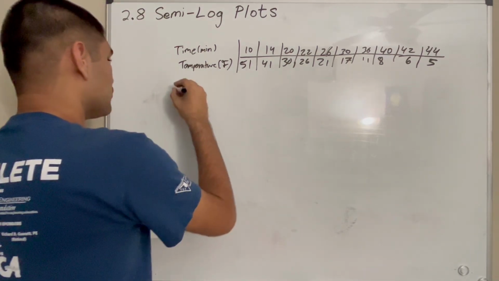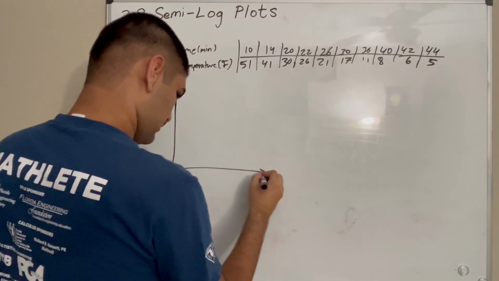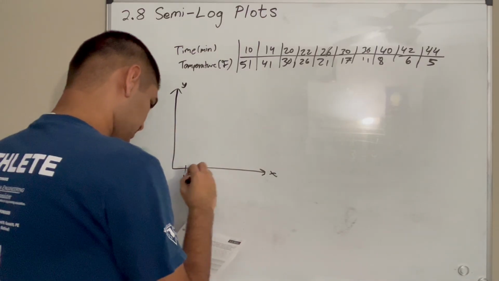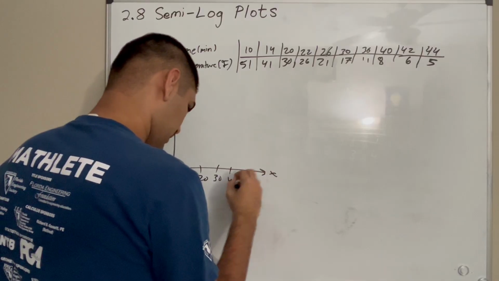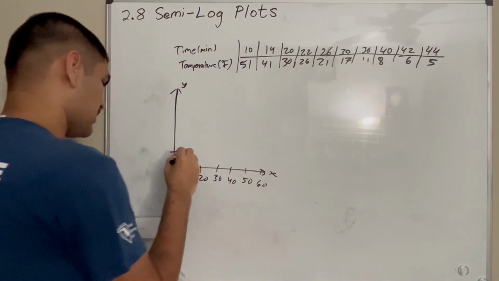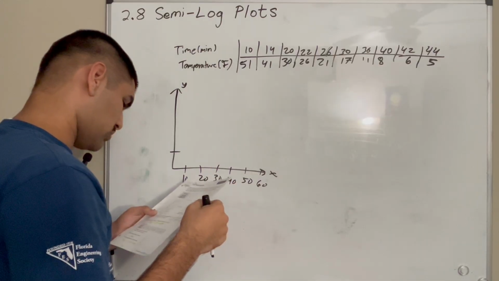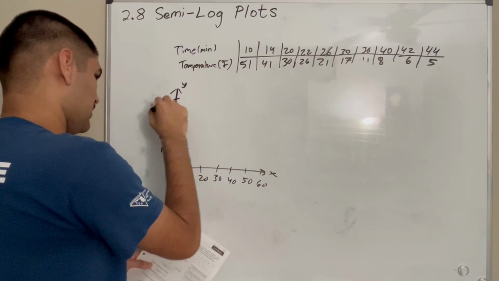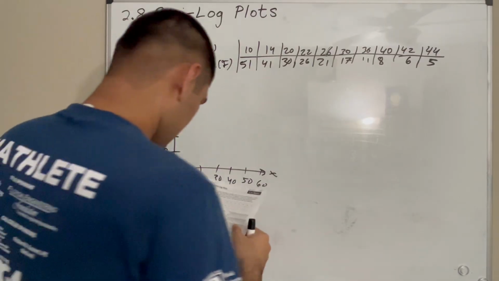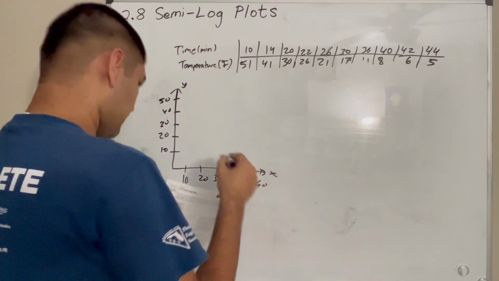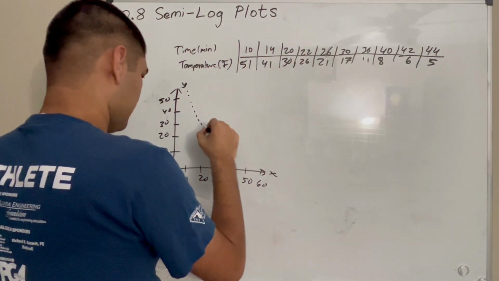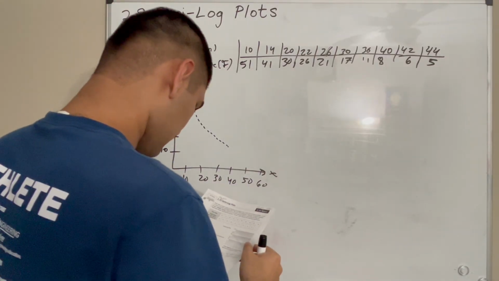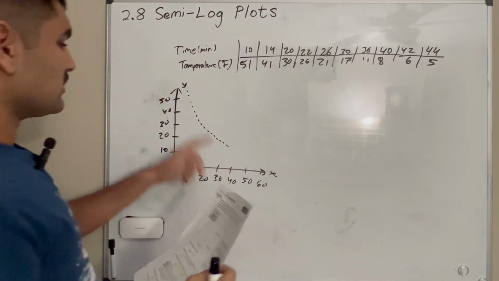If we were to just graph this regularly, you have x, y. I'll say that the x scale is going by 10, so 10, 20, 30, 40, 50, 60, and then we'll say that the y scale is also going by tens: 10, 20, 30, 40, and then 50. If you were to graph all these points, you would get something that looks a little bit like this. Clearly this is exponential, right?